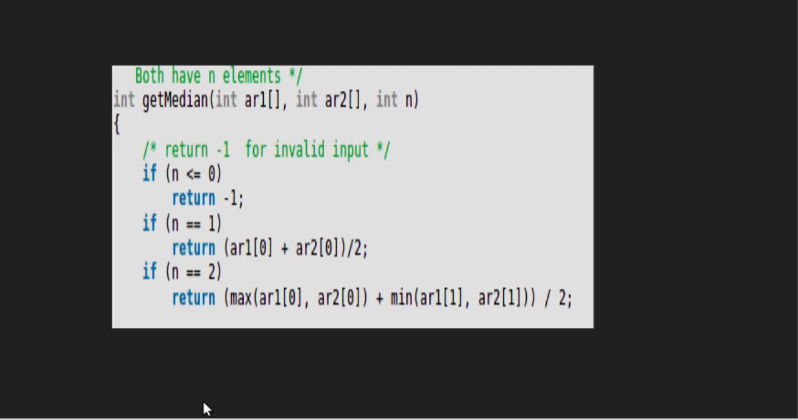Now let's look at the code. The getMedian method takes 3 arguments: array 1, array 2 and the size of the arrays, that is n. If n is negative, we return minus 1, as it is invalid. If n equals 1, we return the average of the first elements. As discussed before, if n equals 2, we return the maximum of array 1[0], array 2[0] plus the minimum of array 1[1], array 2[1], divided by 2.